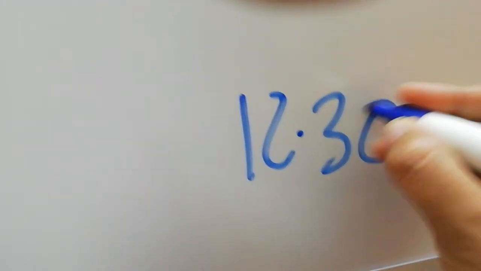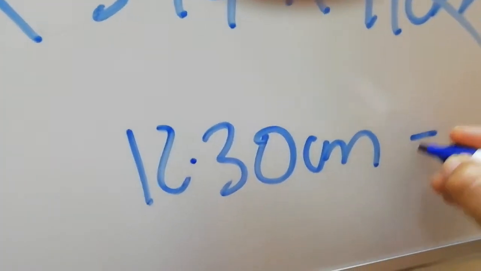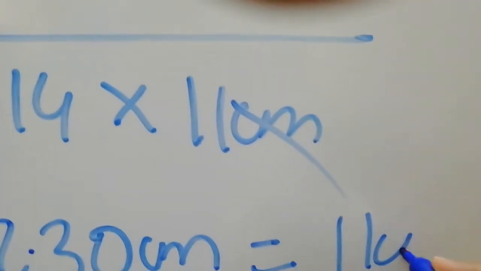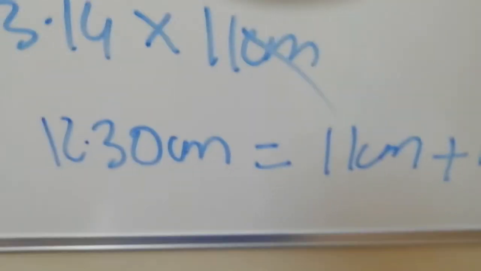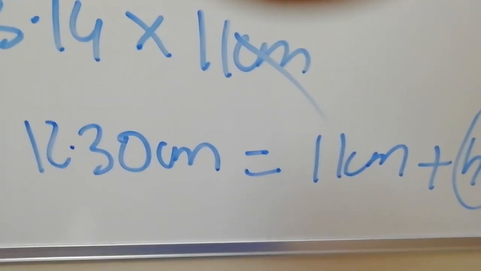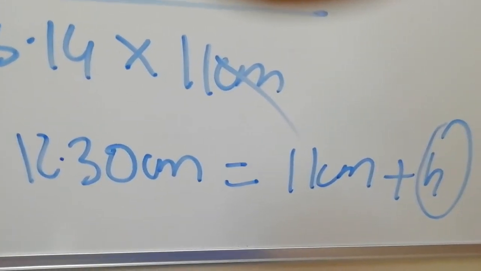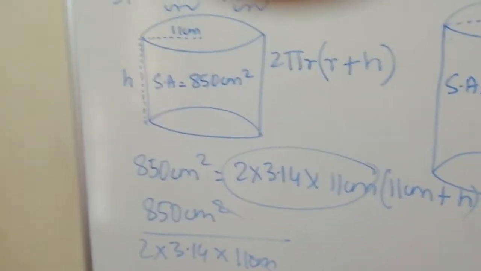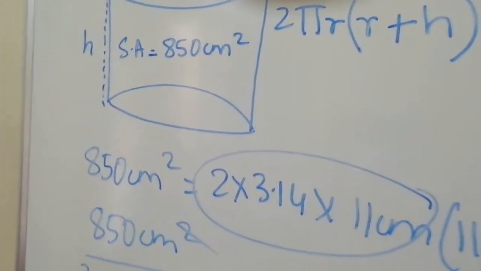So what we got is 12.30 centimeters is equal to, there is this 11 centimeters. You can see here, right? This bracket is still remaining. So it is equal to 11 centimeters plus h. Now h is your variable, so variable on one side, number on the other side. So 12.30 minus 11.30 will be 1.30 centimeters. So h is 1.30 centimeters. Understood? Now in a similar manner, we will find the radius.